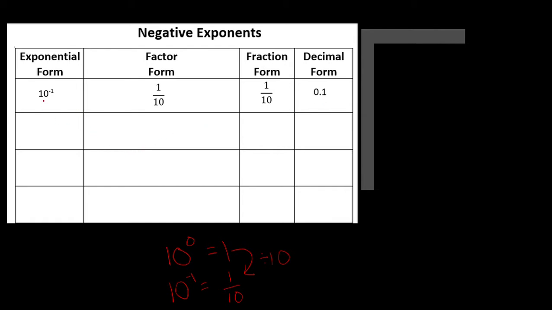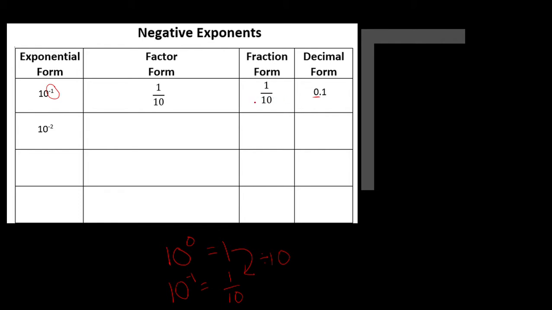Now another thing I want you to take a look at before we continue to look at the next example is the number of zeros. If our exponent is -1, then that means that we're going to have 1 zero in the denominator. It also means that we're going to have 1 zero in the decimal form, and we're including the 0 in front of the decimal. All right, let's look at another example.